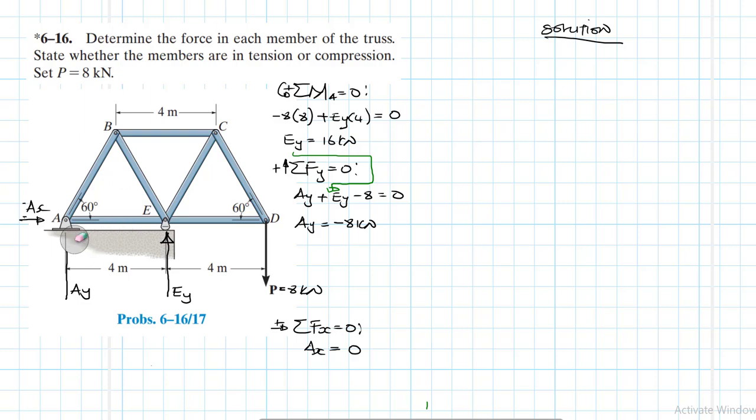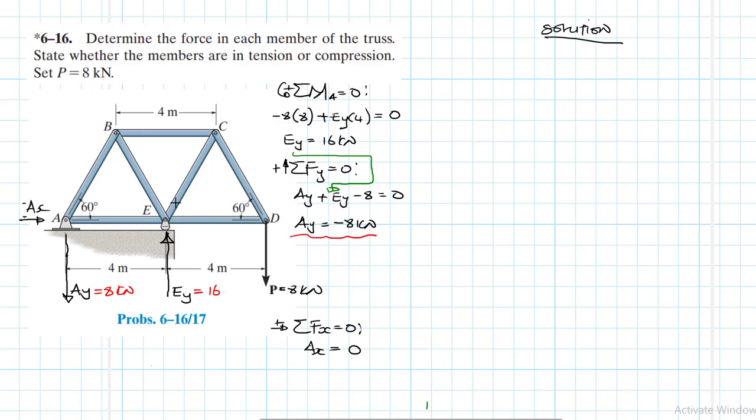Alright, let's write these forces. AY is going to be equal to 8 kilonewtons. EY is equal to 16 kilonewtons. I didn't write this one. AY is supposed to be facing downwards. That is what the negative means there: the direction just changes. So EY is equal to 16 kilonewtons.